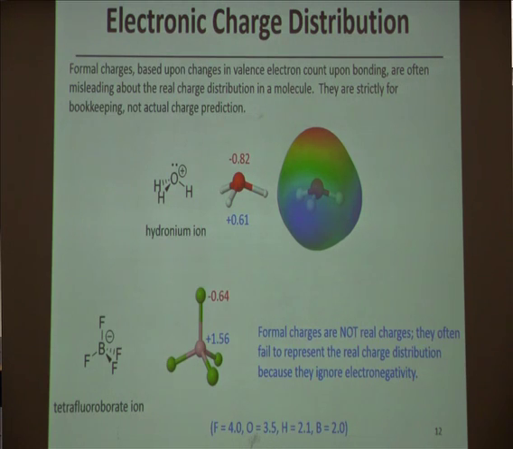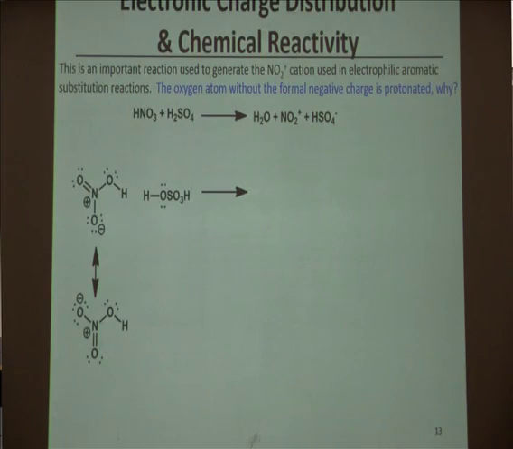Now I want to finish part 1 here by looking at 2 examples where believing formal charge to be real makes the chemistry really confusing. So the first example comes out of an EAS, or electrophilic aromatic substitution reaction. This is one that is run in Chem 344 every semester.